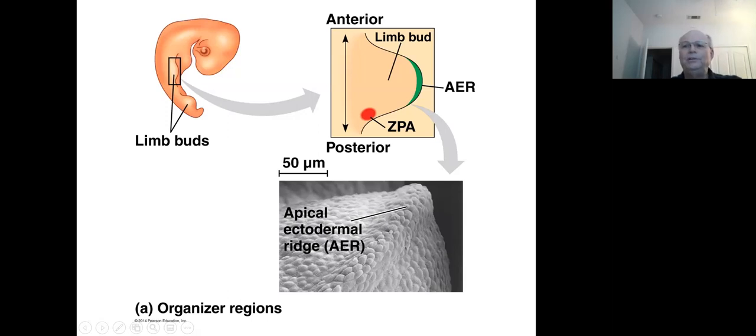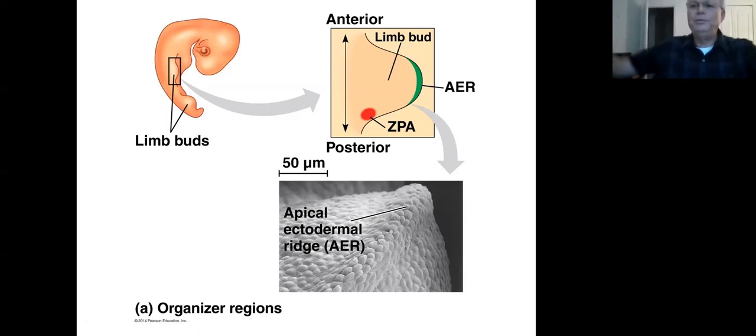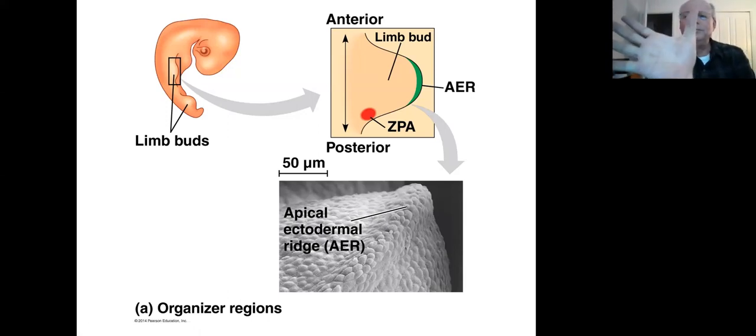So let me see if I can show you what the 3 axes look like. I'll do it on my hand, but remember this is established on the limb itself. So it does have an anterior-posterior axis. The thumb is considered to be anterior and the pinky is posterior. So there's your anterior-posterior axis. Dorsal-ventral: the back of the hand is dorsal. The palm of the hand is ventral.